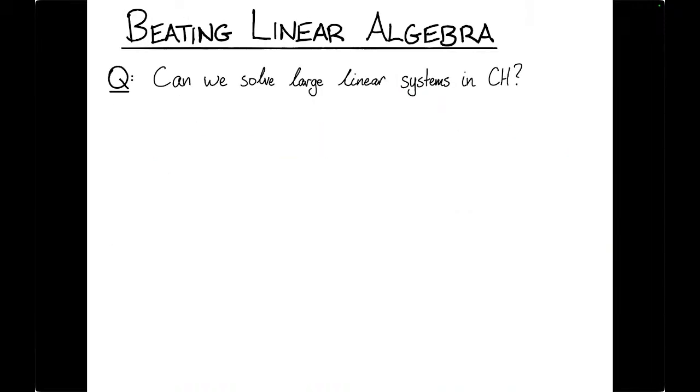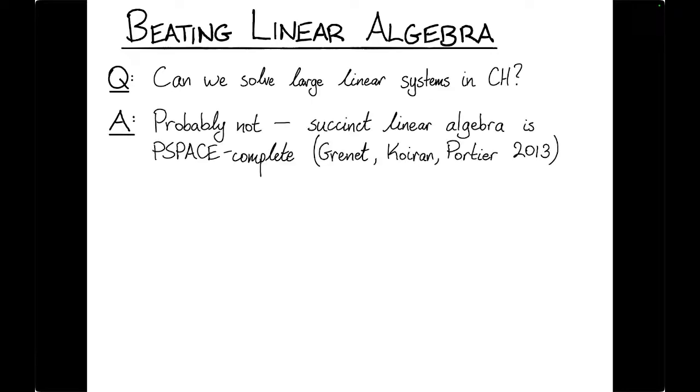Okay, so we saw that we can use linear algebra to solve this, and the big question is, can we beat linear algebra? Can we do better? Could we solve these really large linear systems in the counting hierarchy? And the answer is probably not. There's a result by Grenet, Koiran, and Portier that shows that this sort of succinct linear algebra, solving these very large systems, is really PSPACE complete. So we're not going to do better just by improving linear algebra.